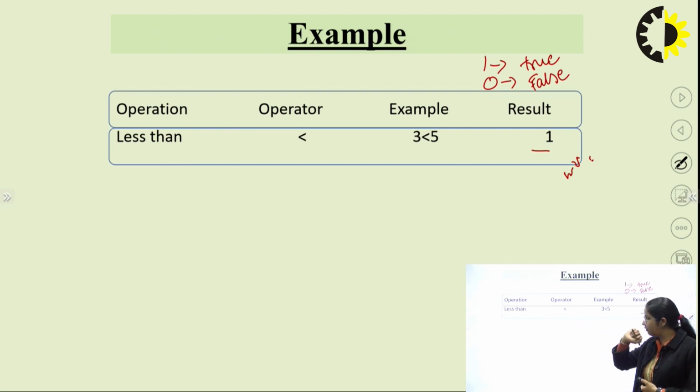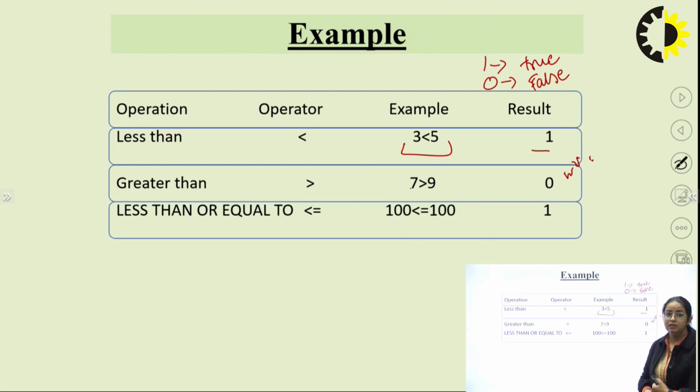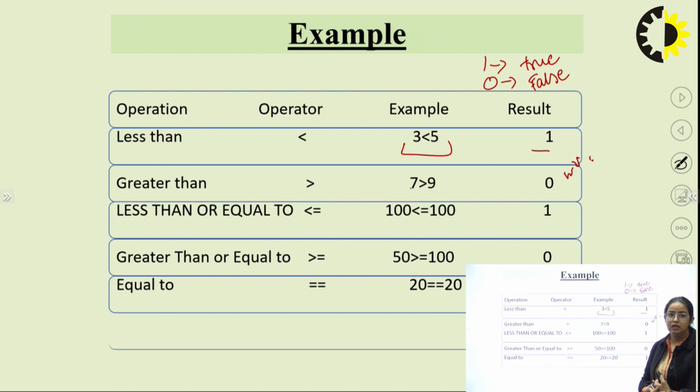Like here we have one example, less than. We are comparing 3 less than 5. So 3 is less than 5, is the condition true or false? The condition is true, so we get the result 1. Similarly, greater than, we are comparing 7 is greater than 9. Is the condition true? The condition is false, so we get the output false. Similarly, we check less than equal to. The condition is true because it is less than or equal to 100. Yes, then we get the output 1. I hope it is clear to everyone.